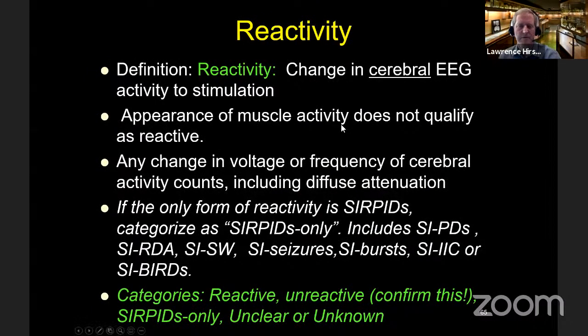Reactivity, there's really no change in this. It just has to be brain activity. Appearance of muscle alone does not make it reactive. And any change in the EEG at all, in voltage or frequency or sudden attenuation, as long as it's brain activity and it can be reproducibly shown to be related to any kind of alerting stimulus, that's known as reactive. If the only reactivity is SERPIDs, so whether it's seizures or periodic discharge or any of that, but there's no background, that's called SERPIDs only. It's probably an in-between from a prognostic standpoint between a reactive EEG and an unreactive one. It's certainly better than unreactive, but it's worse than normal reactivity.